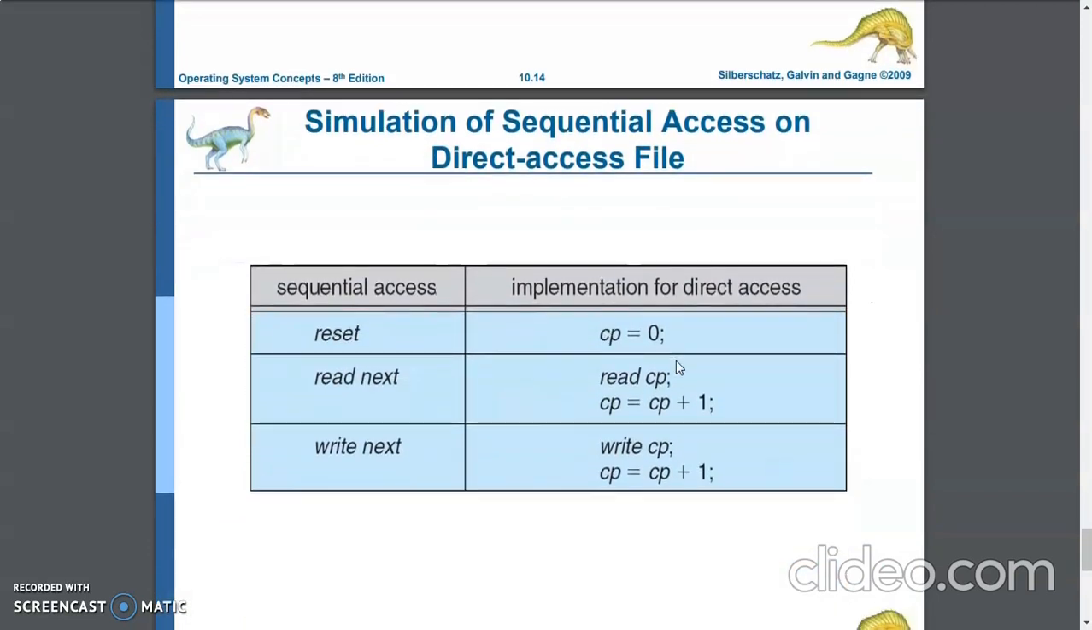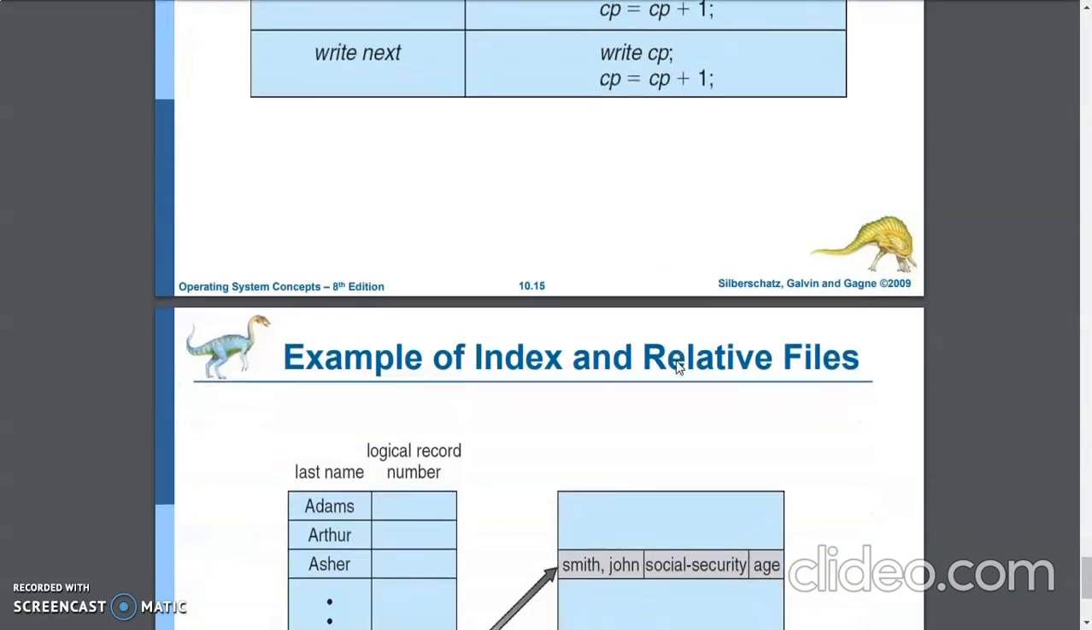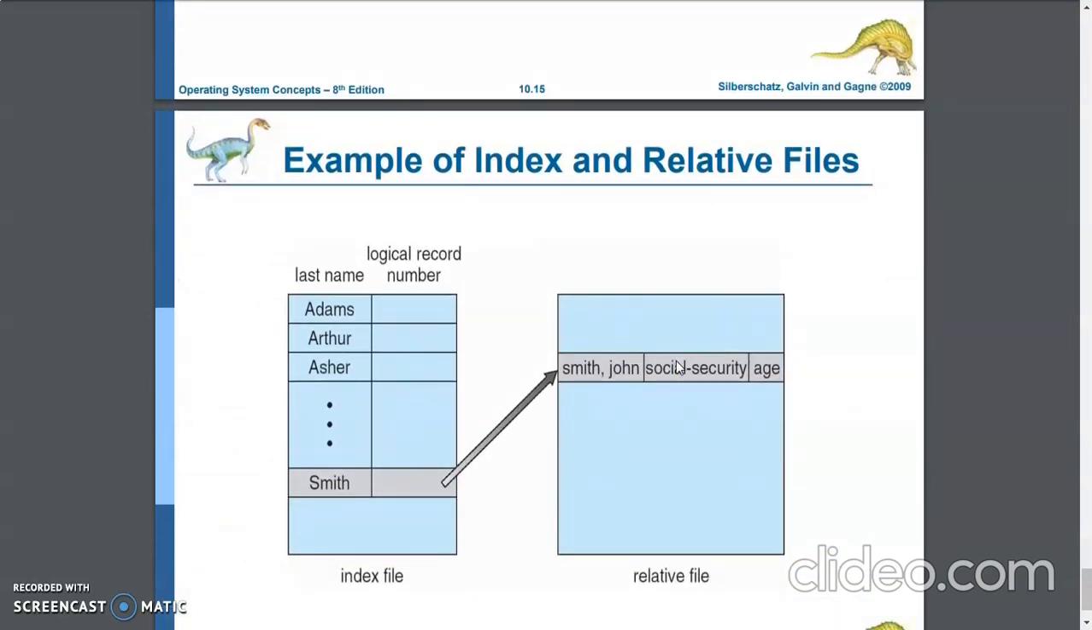This is a simulation of sequential access on a direct access file. For sequential access we use reset, read next, write next. The implementation code is cp equals 0; 0 is used to reset the file pointer. Next, read cp and cp equals cp plus 1 is the increment operation to read the next data from the file. Now this is an example of index and relative file system.